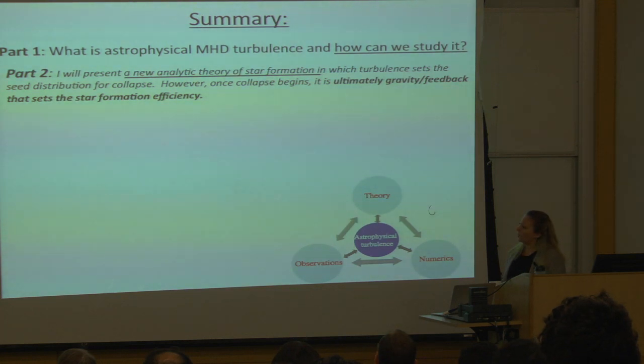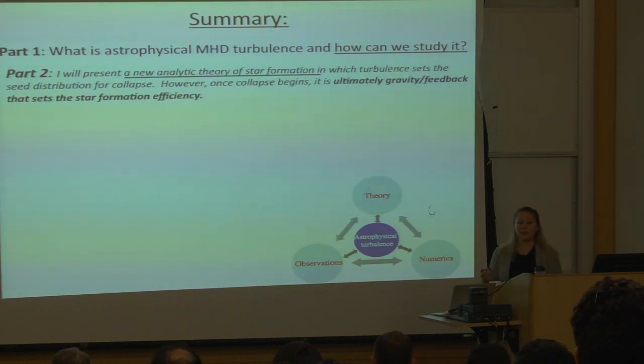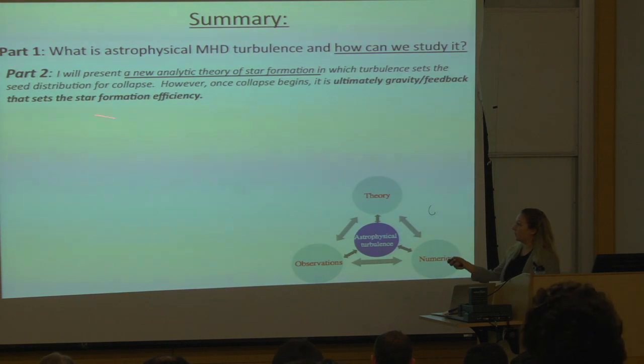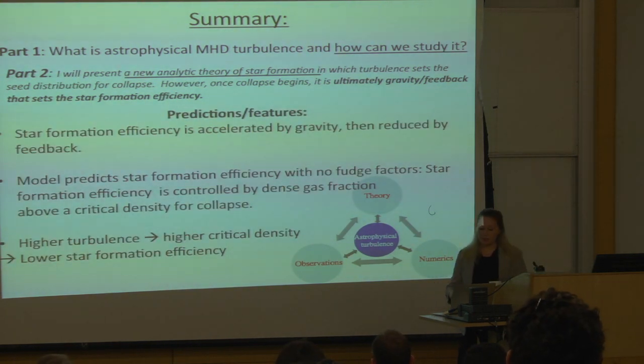And then in part two, I want to zoom in on one of these particular areas of astrophysical interest that touches on turbulence. In particular, I'll talk about star formation and how turbulence can regulate star formation. I ultimately want to address one aspect here, which is the star formation efficiency, and how it's a combination of this fluid turbulence coupled with gravity and the feedback from stars that allows us to explain observations of the star formation efficiency. And I'll just even throw up the summary points for that.